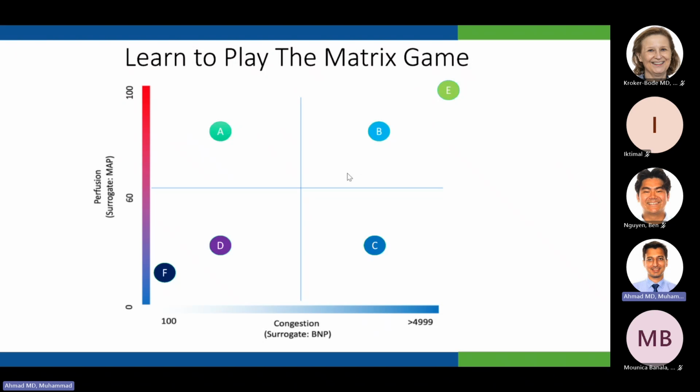We see that all the time, right? You give them too much fluid, and now they're in B. You don't want that. So pressors to get them in that upper box, a little bit of fluids to get them to A, and you're good to go.